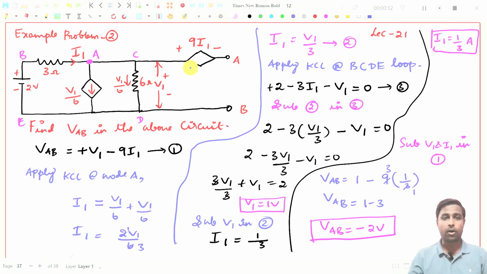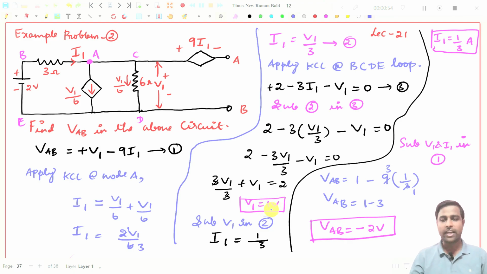In the last class, we have taken this problem, example number 2. We need to find the voltage between these two points. For that, first we wrote the expression for VAB, that is expression number 1, and we applied KCL at node A and found an equation, expression number 2. Then we took the BCDE loop, applied KVL for this loop, found another expression, and substituted expression number 2 in 3. So this is the substitution, and we got the value of V1.